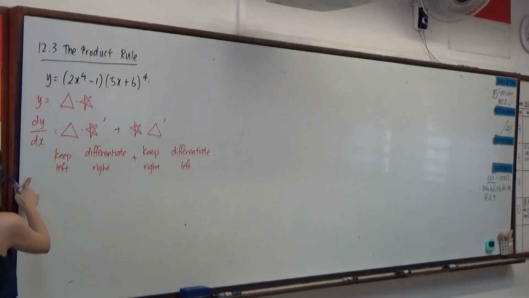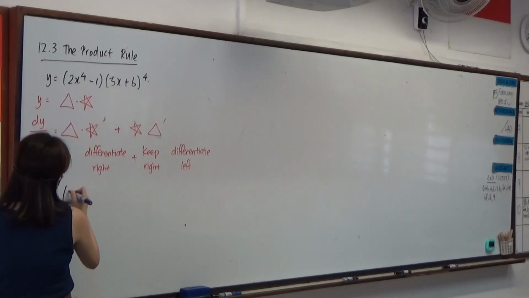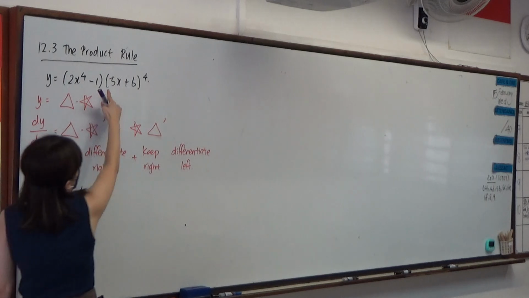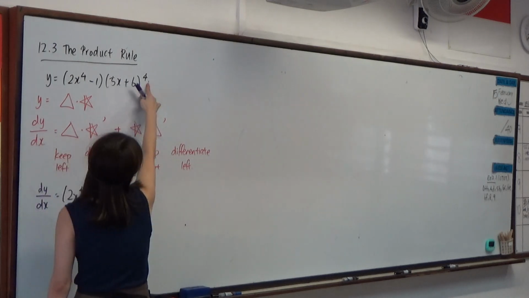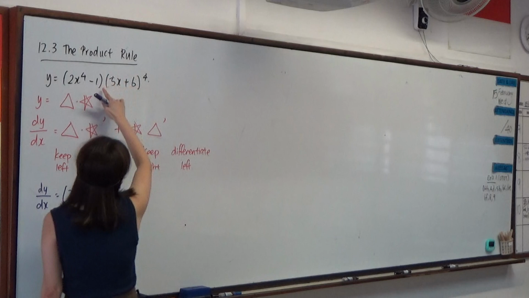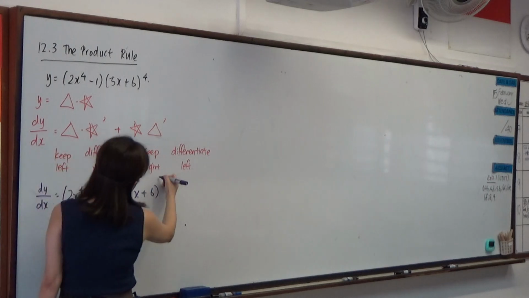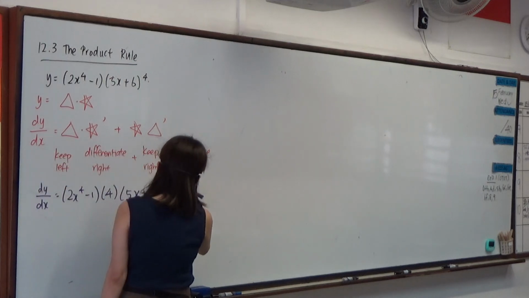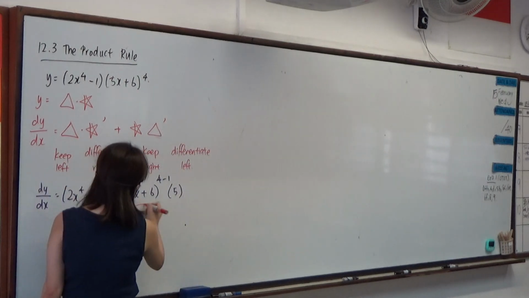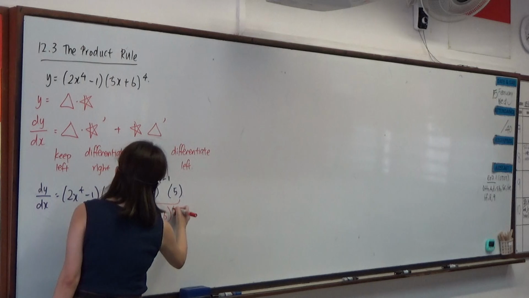So how this applies for the equation I'm giving you at the top, that will mean that dy over dx will be keeping the left side, differentiate the right side. Now, in terms of differentiating the right side, we have to use our chain rule because it is to the power of 4. So that means that our power needs to bring down, then the base maintain, power minus 1, and then we must also remember to differentiate the inside, which is 5. So this is the differentiation of 5x plus 6 to the power of 4.